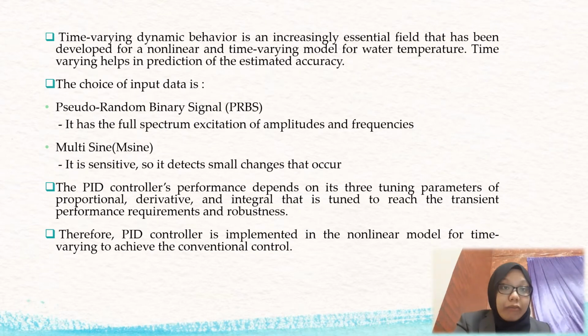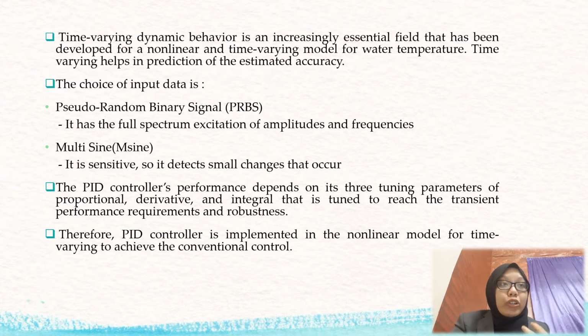Time-varying dynamic behavior is an increasingly essential field that has been developed for the non-linear and time-varying model for water temperature. It helps in the prediction of the estimated accuracy. The choice of input data is PRBS, pseudo-random binary signal, as it has a full spectrum of amplitude and frequency. Second is the multi-sine signal, M-sign, because it is sensitive and can detect small changes that occur.